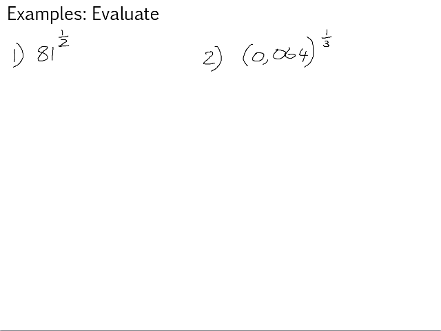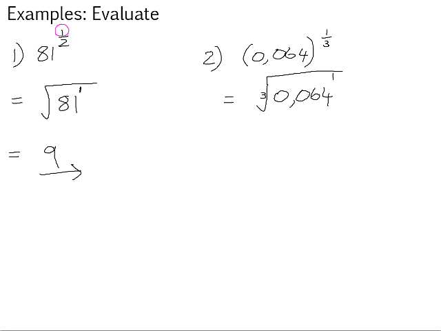Let's have a look at some examples where we apply this. 81 to the power of a half. So we know that we must have taken the base of 81. It was being raised to the power of 1 because the numerator was always the original exponent. And we must have been finding the square root of that number. And the square root of 81 is just 9. Number 2, 0,064 raised to the power of a third. So we've had 0,064 to the power of 1, and we must have cube rooted it. The cube root of 0,064 is 0,4.